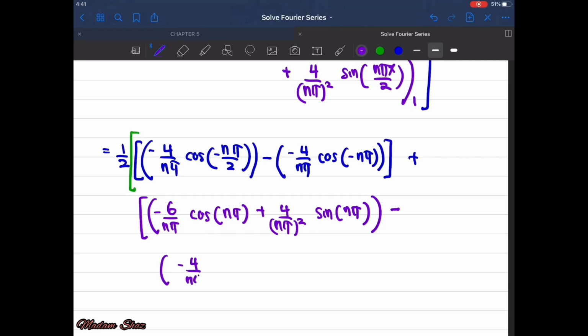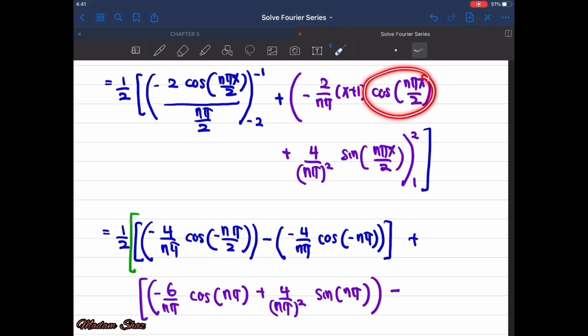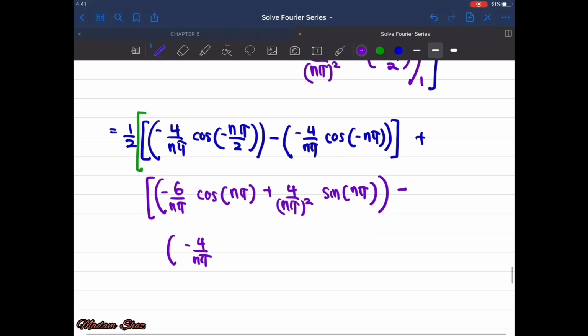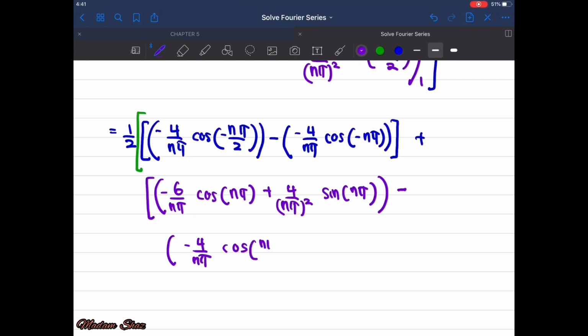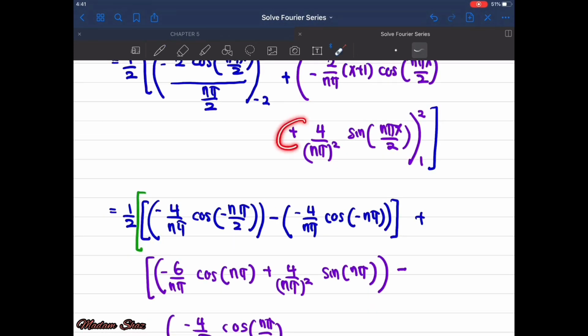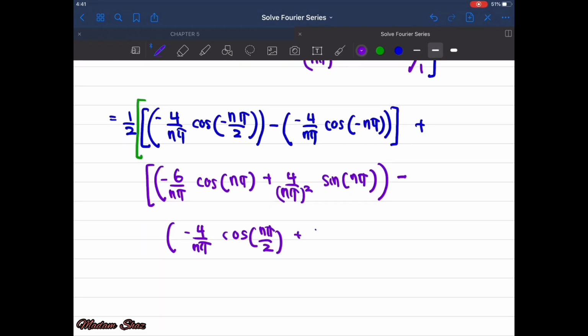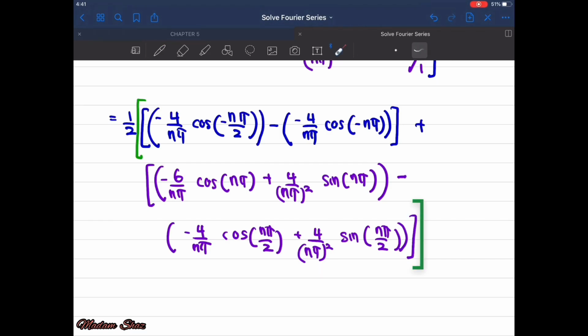Negative 4 over n pi cos n pi x over 2, substitute 1 will become n pi over 2. Cos n pi over 2 plus with 4 over n pi square sin n pi x over 2, substitute 1 will become sin n pi over 2, plus 4 over n pi square sin n pi over 2. So close the bracket. So this one is for the second limit, 1 and 2.